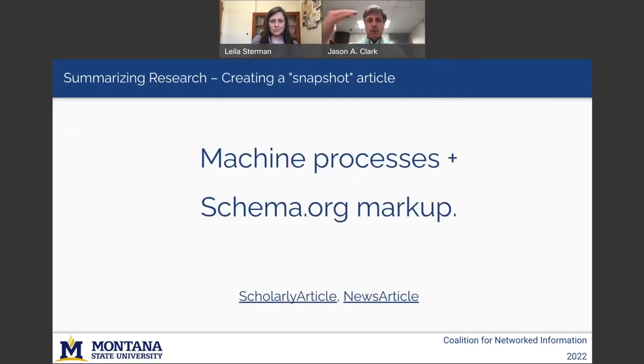So as we had this idea of a minimal viable expression, what could a snapshot be? We had the machine processes, and then we were going to unite it with that schema.org markup for an HTML expression of the article itself so that it could be indexed, found and read. In this case, we looked at two particular formats. I mentioned the scholarly article schema.org markup earlier, but there's also news article markup. And as you move to summarization, the abstractive summarization that we pulled out probably could be marked up in both or either.